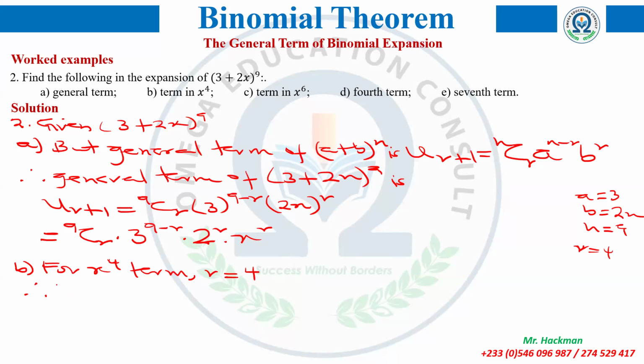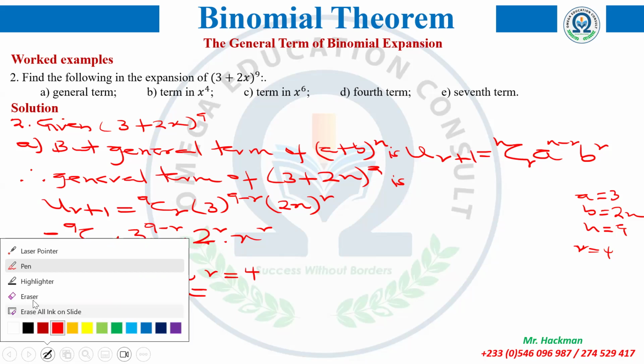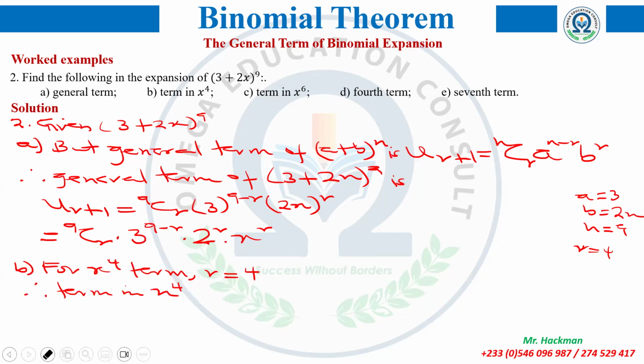Once you know R is equal to 4, then I can write, therefore, the term in X to the power 4 will be equal to 9 combination 4. So I'm going to write this so that there wouldn't be any confusion. Comma, then it will be U sub what? R is 4, so it will be R plus 1, that would be 5. Is that clear? Yes. But if you are mature, you can choose not to write it and straight away write the equal to, just as I did in one of the questions.